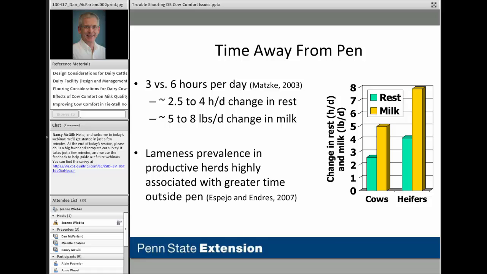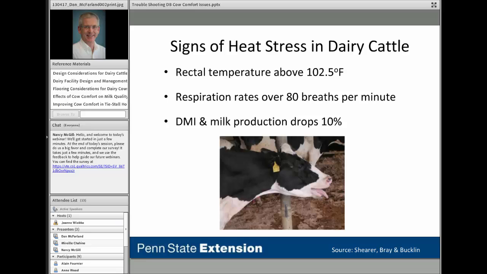Also, it's found that lameness is more prevalent in high-producing herds that have greater time away from the pen. So limiting that to 3 hours a day, and this is something that is really important in troubleshooting, is to look at how the group size compares to parlor capacity, how much time they're spending away, and how that can be adjusted if it's exceeding that 3 hours per day.